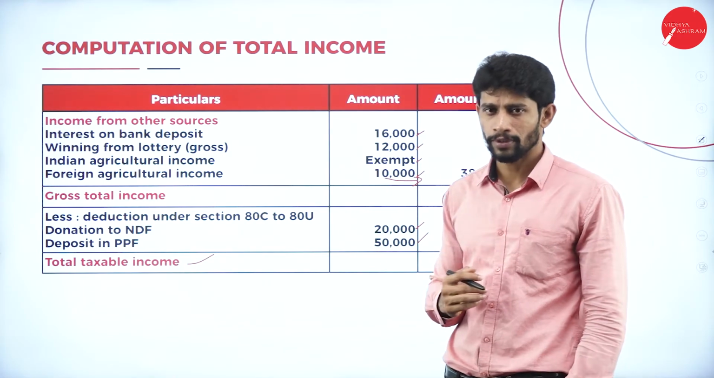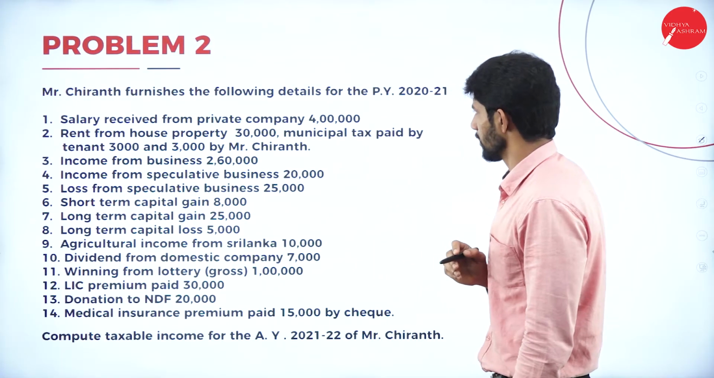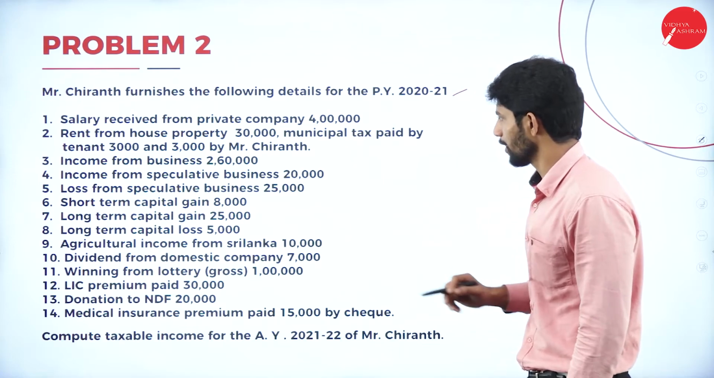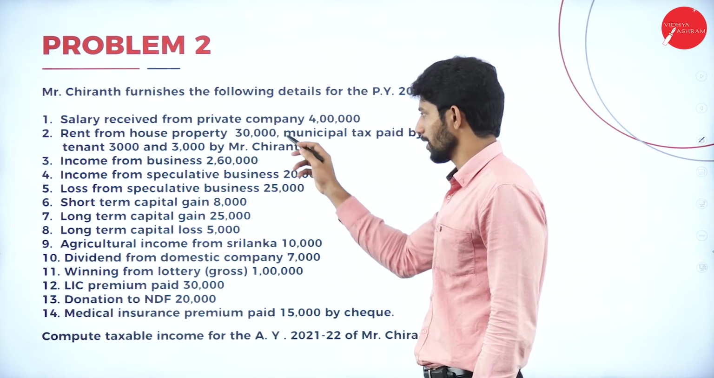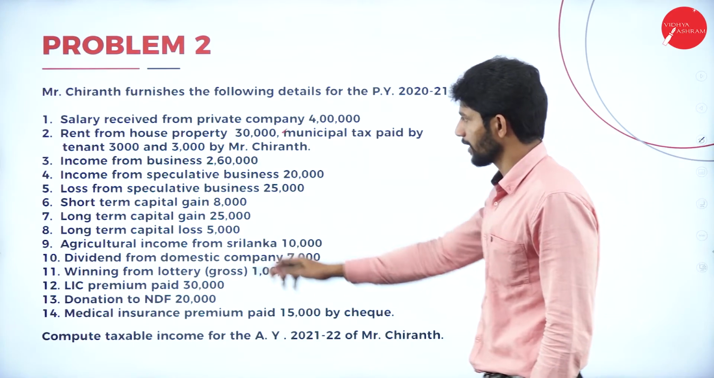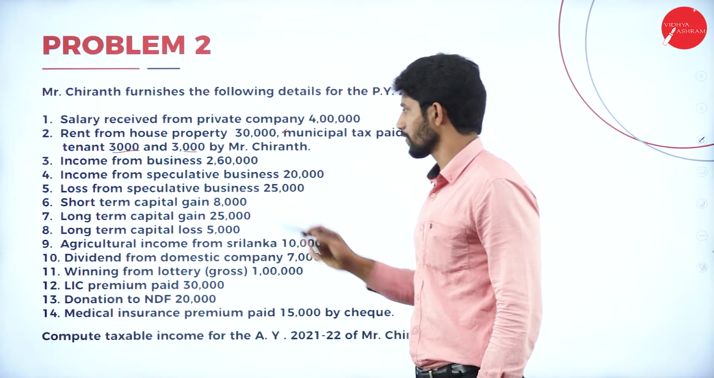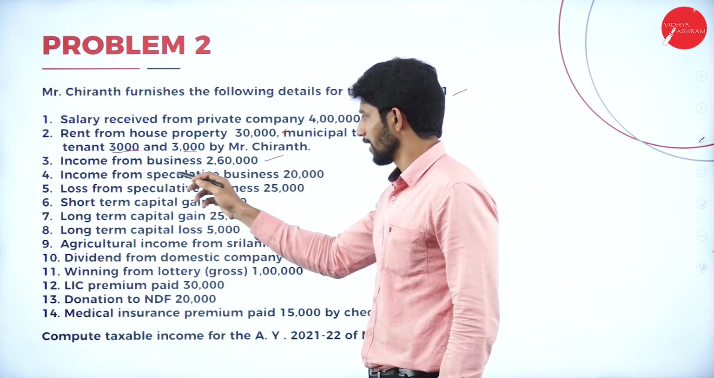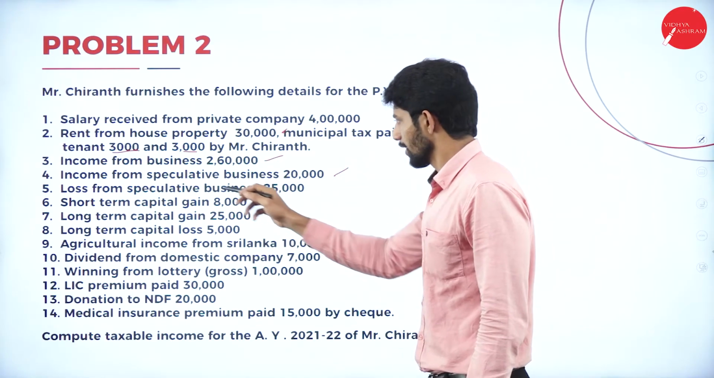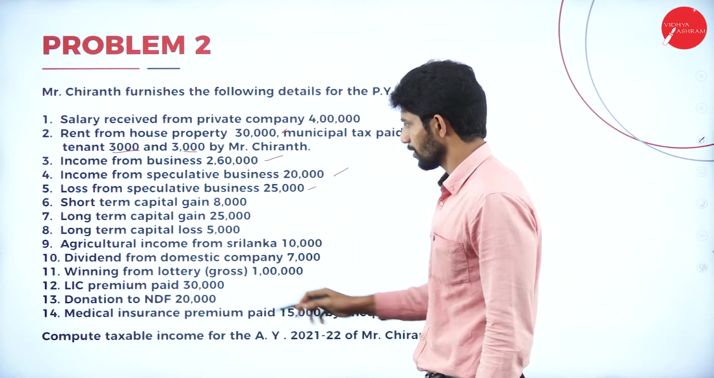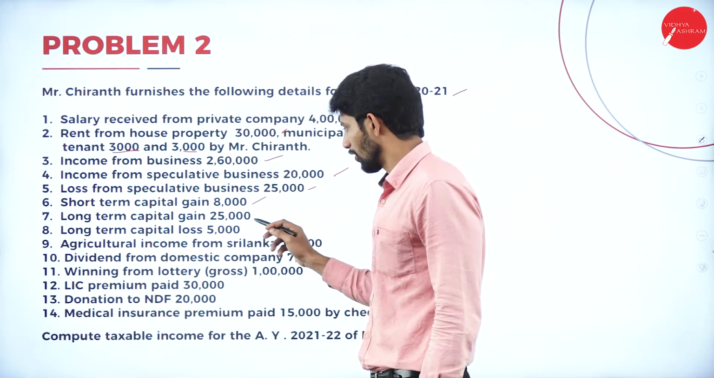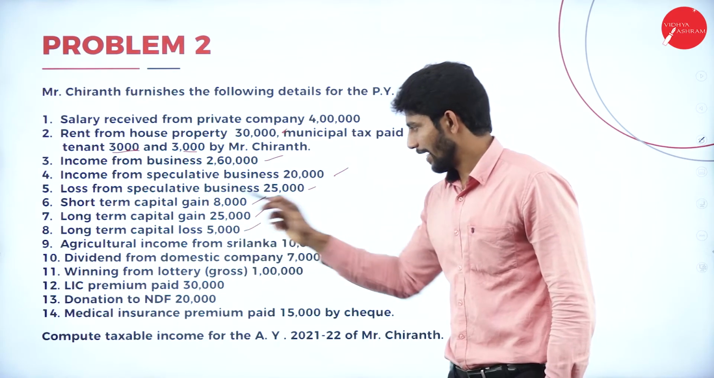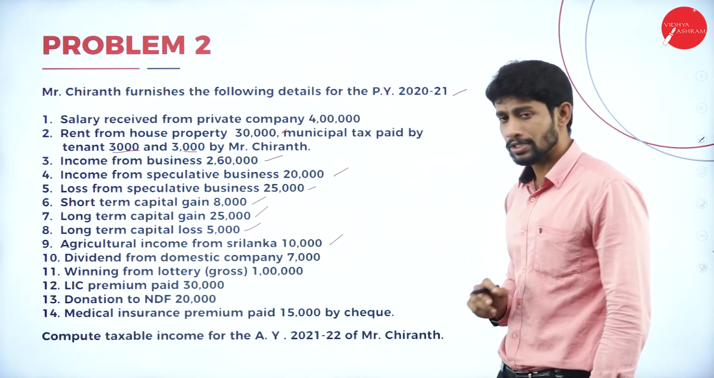So we will solve one more problem. Mr. Chiran furnishes the following details for the previous year 2020-21. Salary received from private company 4 lakhs, rent from house property 30,000, municipal tax paid by tenant 3,000 and 3,000 paid by Mr. Chiran. Next, income from business 2,60,000, income from speculative business 20,000, loss from speculative business 25,000, short-term capital gain 8,000, long-term capital gain 25,000, long-term capital loss 5,000, agricultural income from Sri Lanka 10,000.